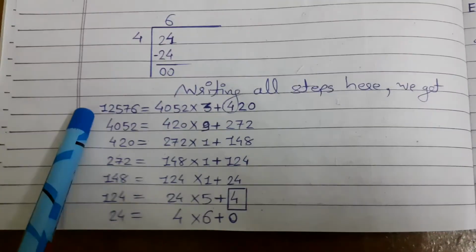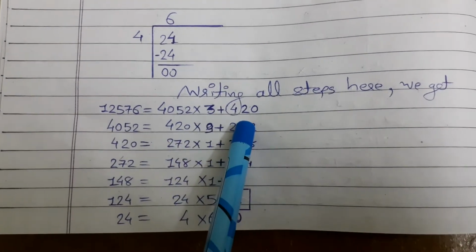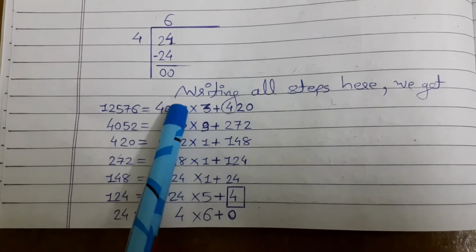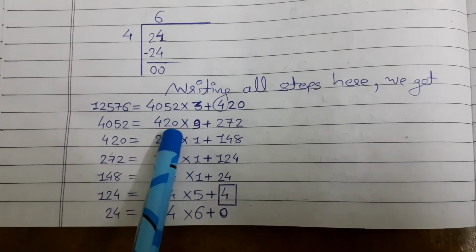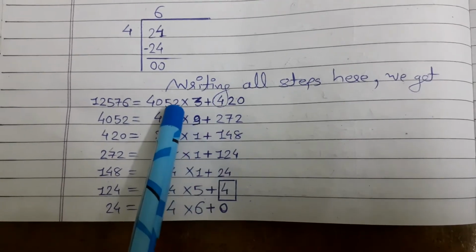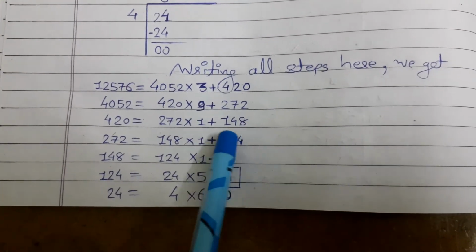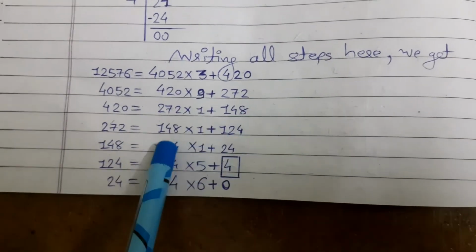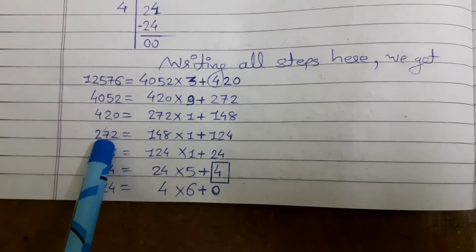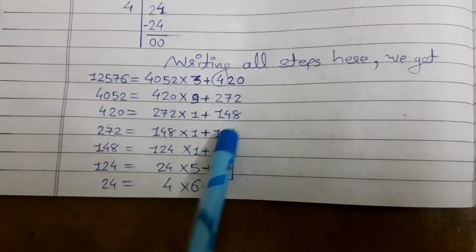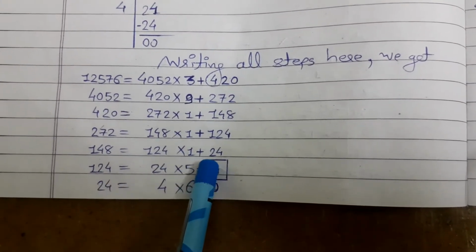Writing all these equations in one line, we get 12,576 is equal to 4052 into 3 plus 420. Now considering A as 4052 and B as 420, 4052 is equal to 420 into 9 plus 272. Now A is 420 and B is 272, 420 is equal to 272 into 1 plus 148. A is 272 and B is 148, 272 is equal to 148 into 1 plus 124. Now again A is 148 and B is 124, 148 is equal to 124 into 1 plus 24.